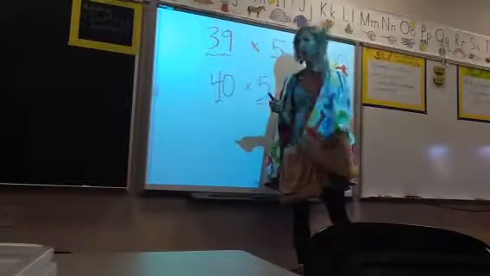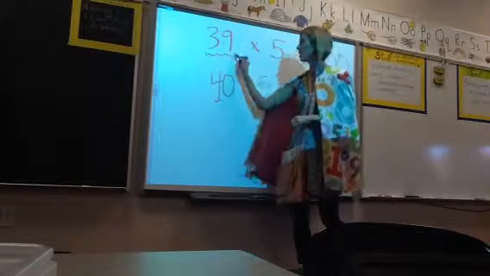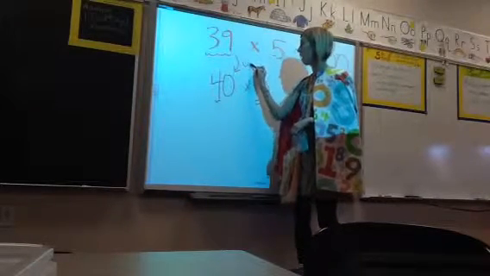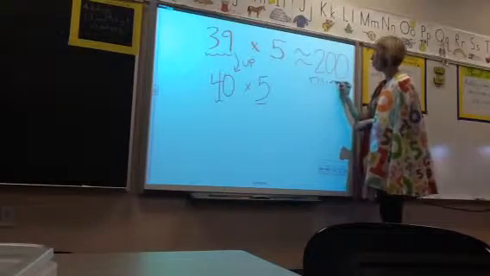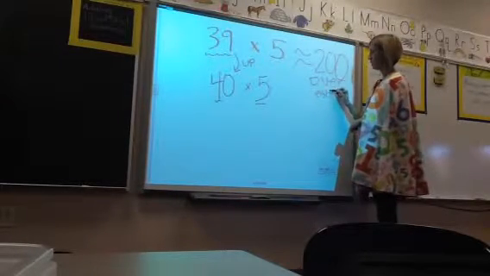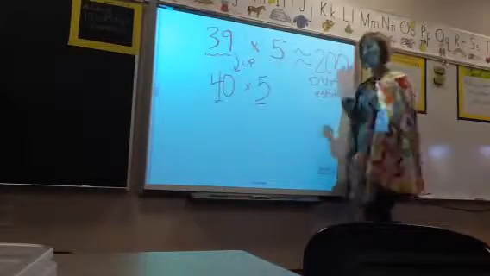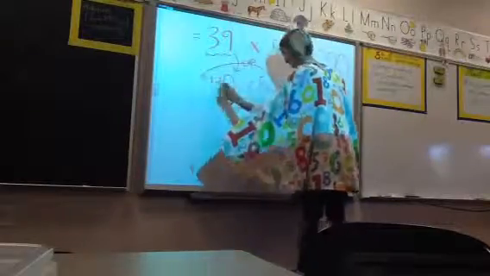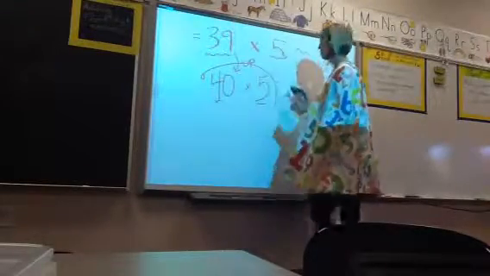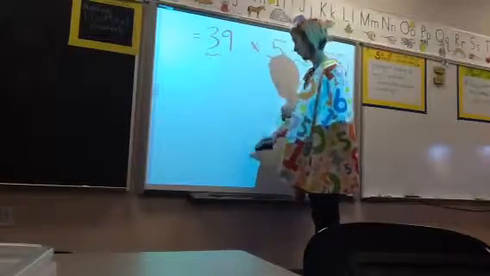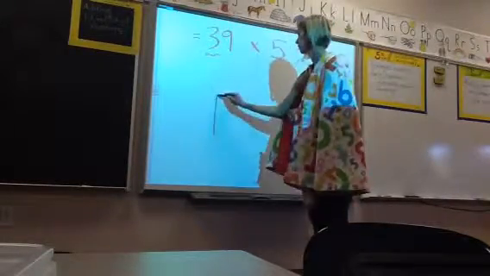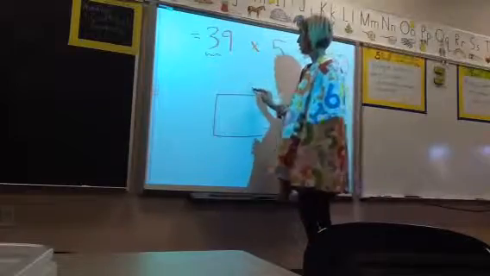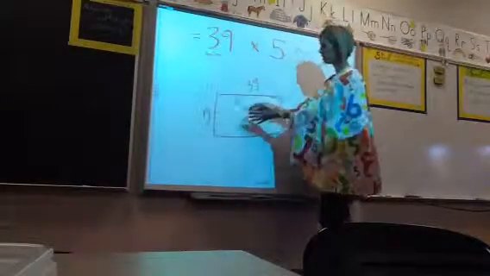Is that an overestimate or an underestimate? So look at the 39. We bumped it up. So this is over what it needs to be, the actual answer. So just by a little bit, huh? We only went 1 up. So now let's find that actual answer, and let's use that break apart method. Set up that rectangle if you need it. I love it, because it's the area of 39 times 5. It's the area of that rectangle.